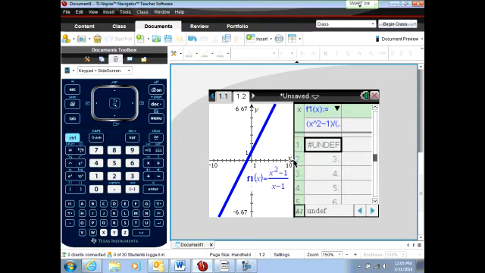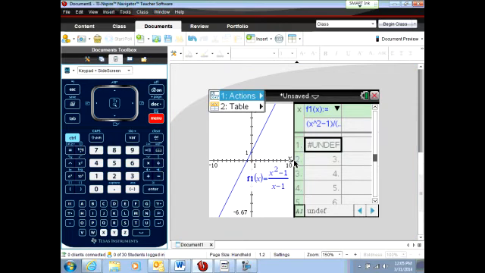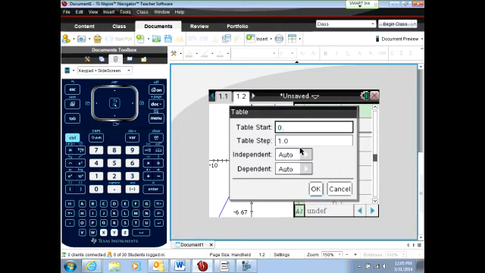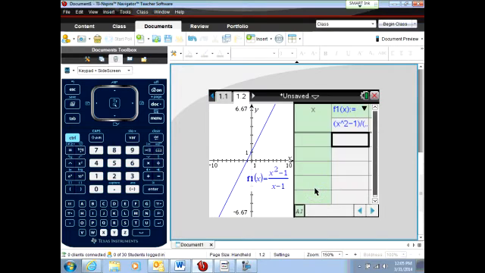So we're going to change our table settings. We're going to go Menu and go to Table, and we can edit our table settings. If we want to be able to tell the table what x value we want, we want to switch our independent to ask. That allows us to put in whatever we want for x. You want to leave the dependent on auto, though.